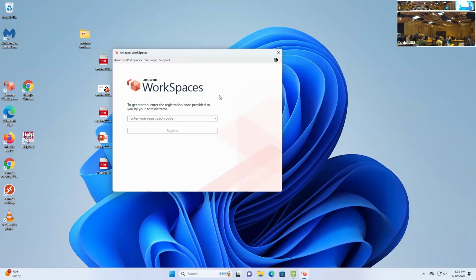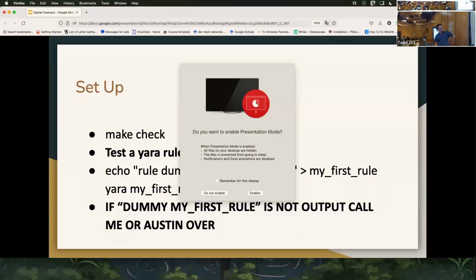Okay, so when you execute the echo command, that's just creating text. You see that arrow at the end? That's an IO redirection symbol. What you're doing is taking that text directly out to my first rule file. Execute that command first. Then once the new command line opens up, you run yara, space, microschool, space, microschool, and it should output dummy microschool.